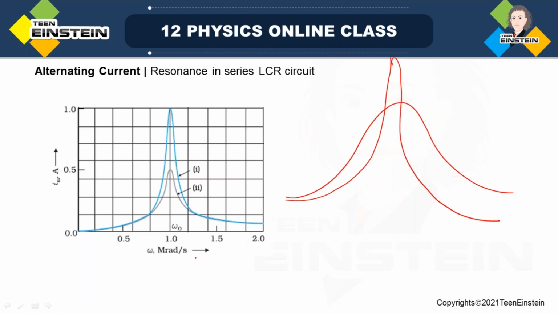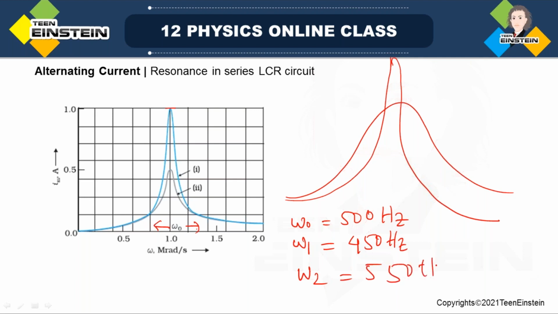What does this curve mean? This is the variation of the current with frequency. At resonance condition, the current is maximum, that gives a peak. But as you go either way of the omega 0 frequency, suppose I take some frequency omega 0, maybe 500 hertz. On the left hand side I take some 450 hertz frequency, and on the right hand side some 550 hertz.